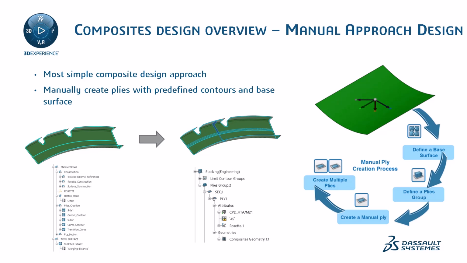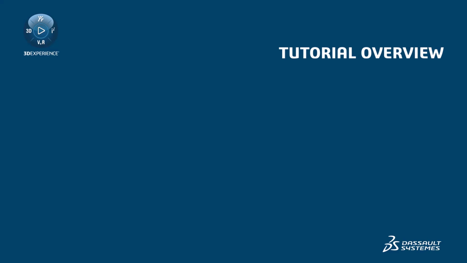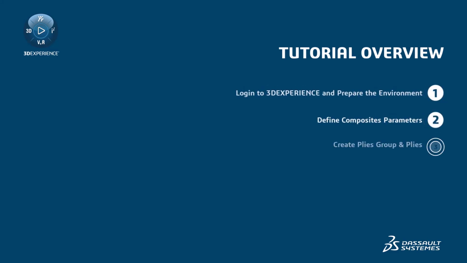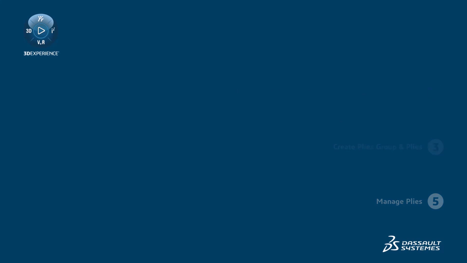For this tutorial, we will use this geometry, an engine part. Download the file attached to this tutorial, and save it on your computer, in a directory of your choice. By the end of this tutorial, you will be able to log into 3D Experience and prepare the environment, define composites parameters, create plies group and plies, view plies sections, modify plies geometry, and finally, manage plies.